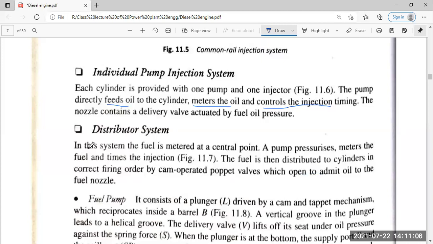So what is happening here? In this system, the fuel is metered at a central point. So fuel is metered, but not individually, but at a central point where all the fuel is supplied, according to the metered amount. A pump pressurizes, meters the fuel and times the injection. The fuel is then distributed to the cylinders in correct firing order by cam-operated poppet valves, which open to admit oil to the fuel nozzle.